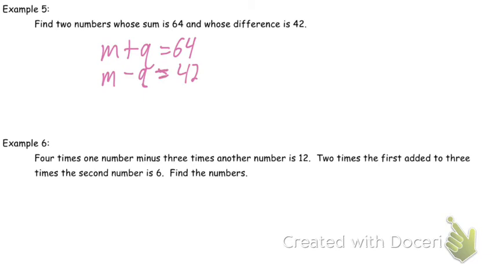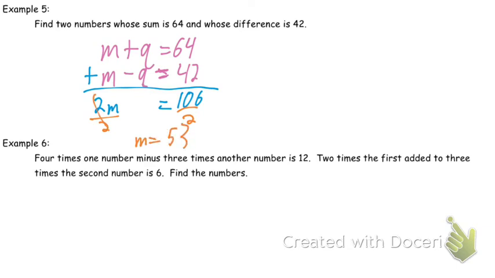So now, can we add these two with elimination? Yeah, sure. Is everything lined up? M's, q's, equals constants? Yeah. And if we add, would we get rid of a variable? Yeah. Okay, let's add. What's m plus m? 2m. Q plus negative q is 0. 64 plus 42 is 106. Now we divide by 2. M is 53, yep. So that's one of the numbers.